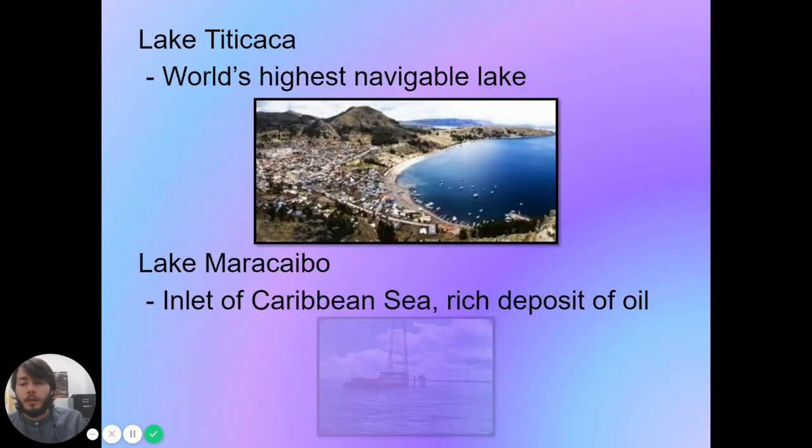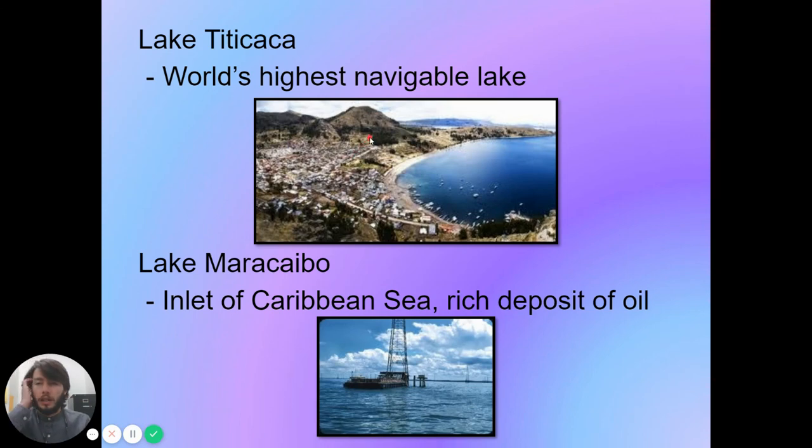Okay, so we're going to talk about a couple of lakes. Lake Titicaca is the world's highest navigable lake. So it is a lake that is very deep in water depth, but it's the highest one in elevation. So it's the highest elevated lake in the world.